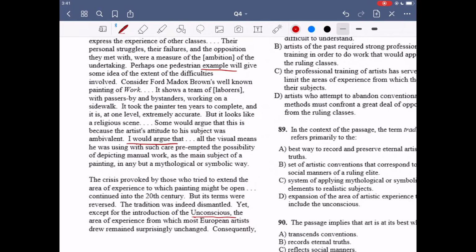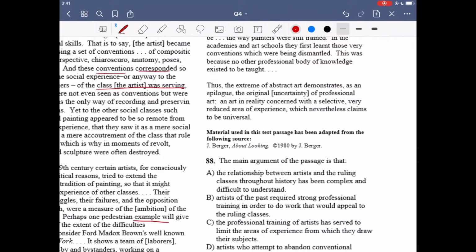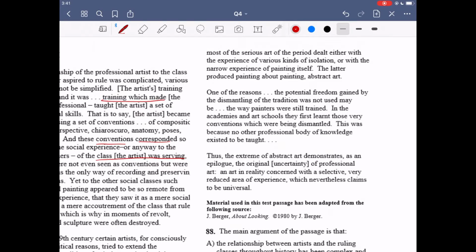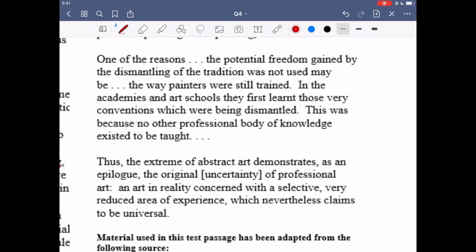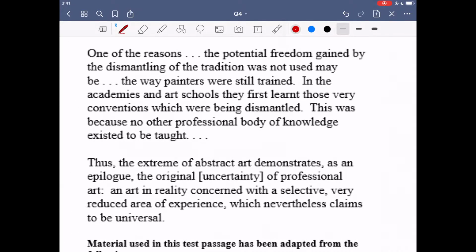So, and then painting, that's abstract art, but for the most part, things that you have experienced and have actual learning in, that is holding you back in the painting you can make. Next, it says one of the reasons the potential freedom gained by the dismantling of the tradition was not used may be the way painters were still trained. In the academies and art schools, they first learned those very conventions which were being dismantled. This was because no other professional body of knowledge existed to be taught.